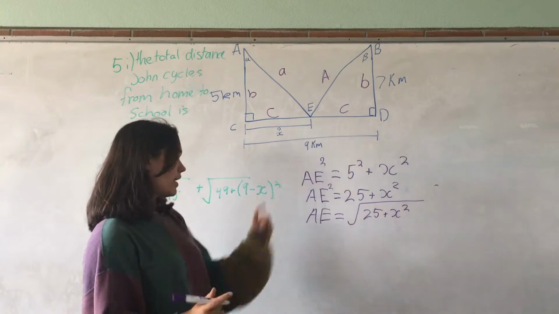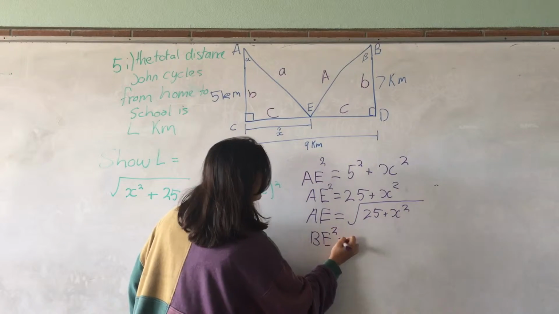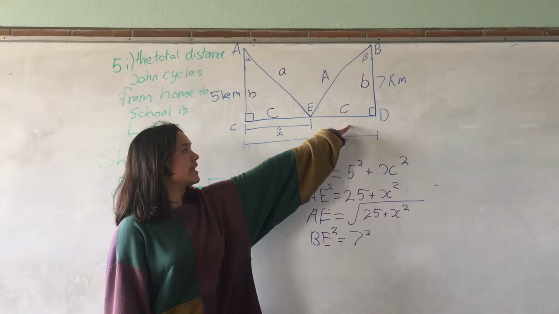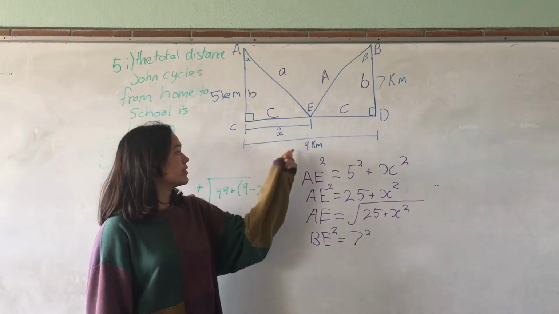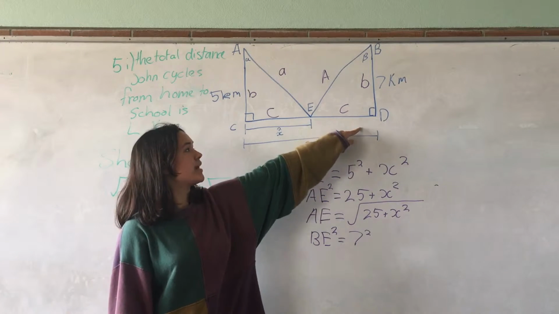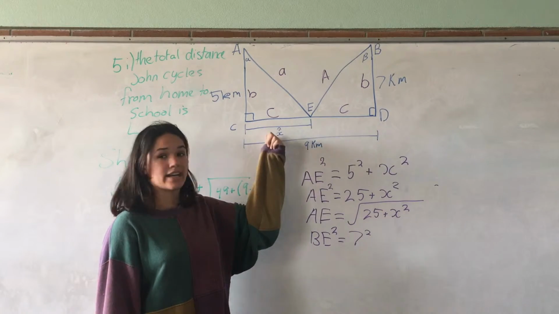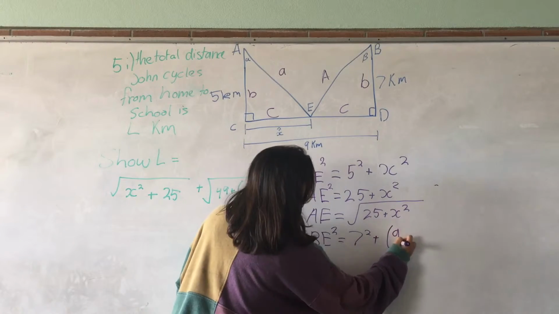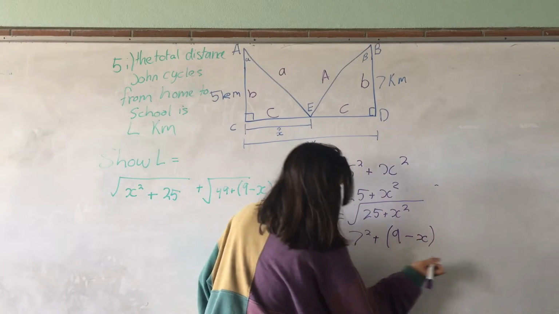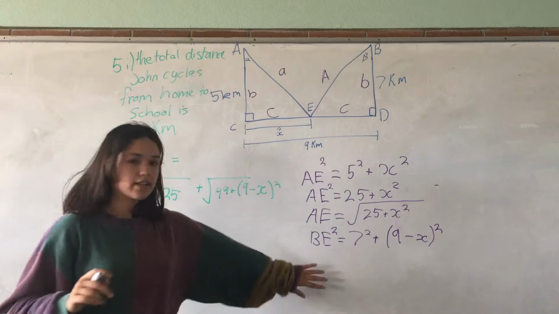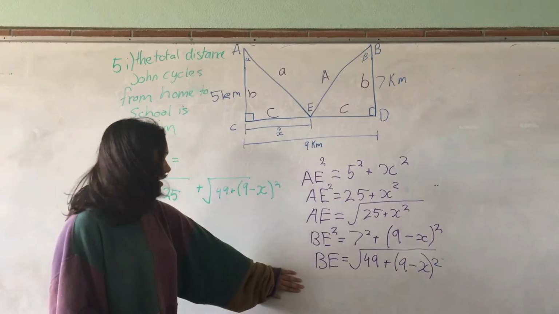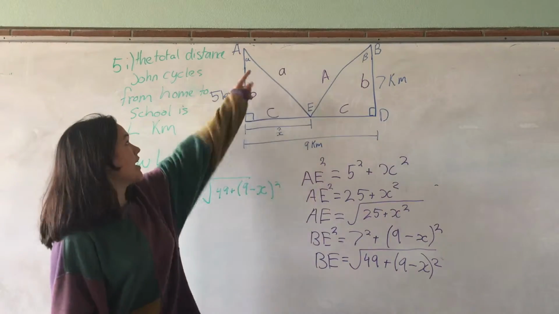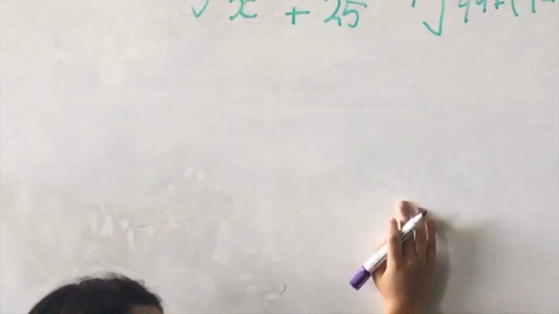We're going to find our length BE. BE squared equals 7 squared for this side. So we aren't actually given a distance for DE, but we are given the distance from D to C, which is 9 kilometers. The only thing that separates DE and DC is x. So my distance for DE is going to be, in brackets, 9 minus x. And then we're going to have to square it because that's Pythagoras. Taking the square root of BE, and now we have the lengths AE and BE, which added together are going to equal L, which is the distance we're trying to find.